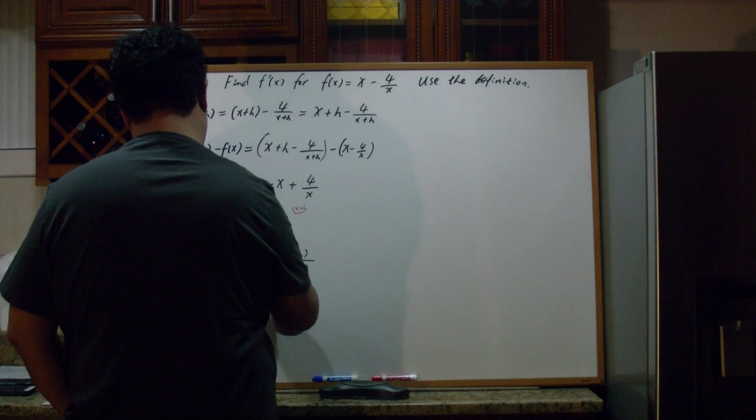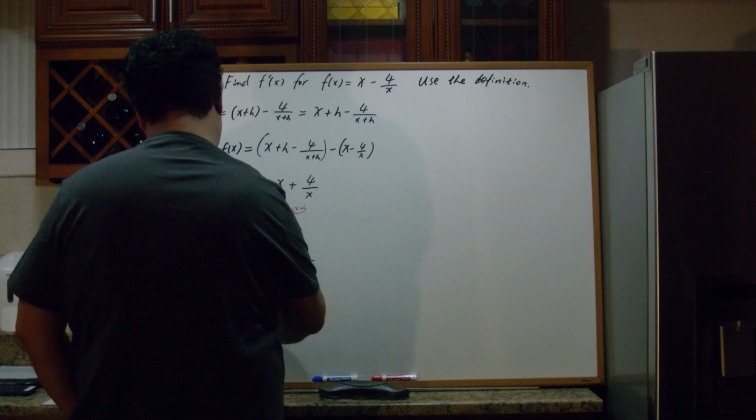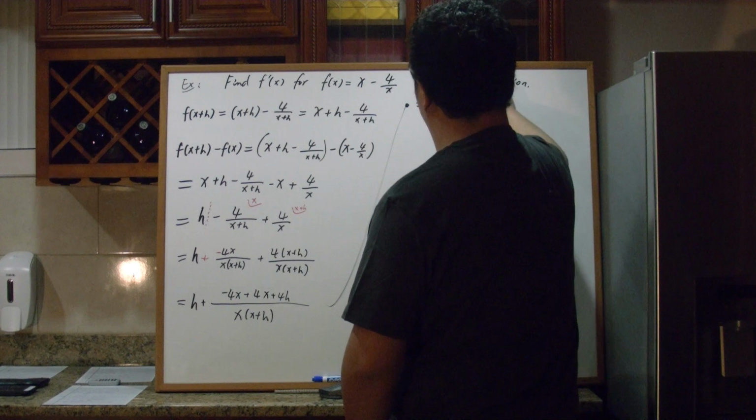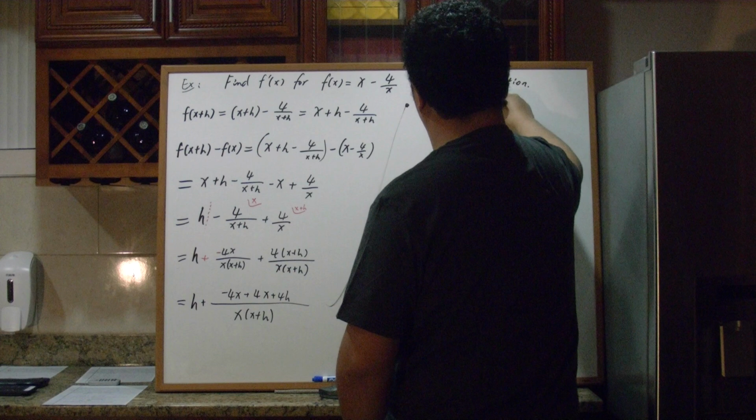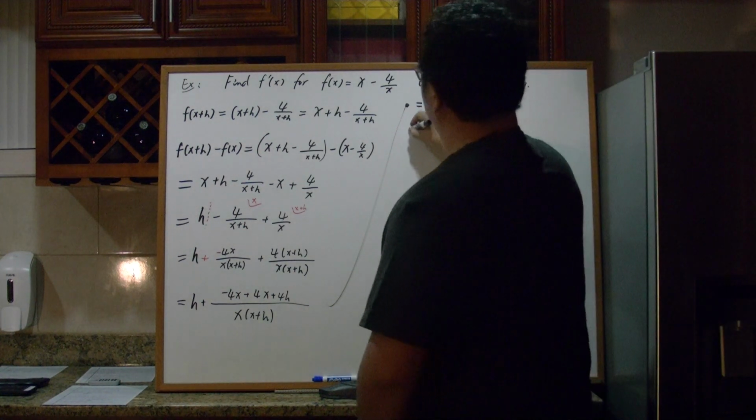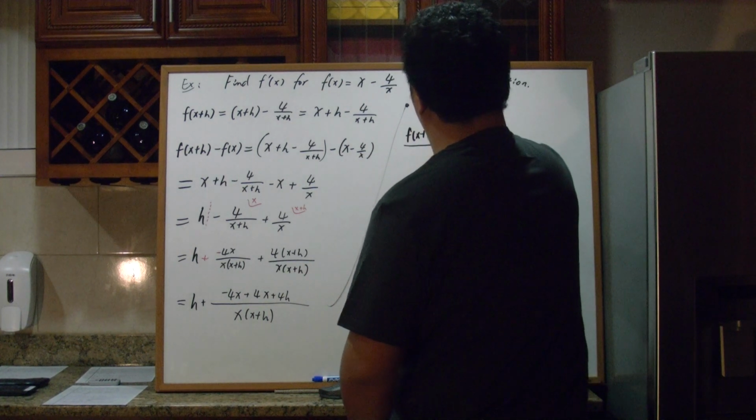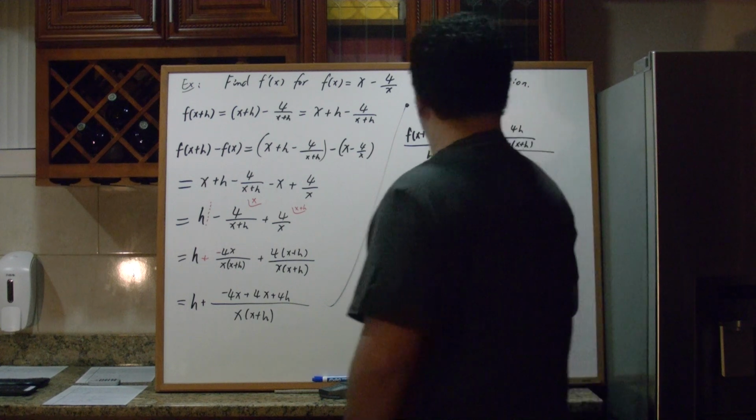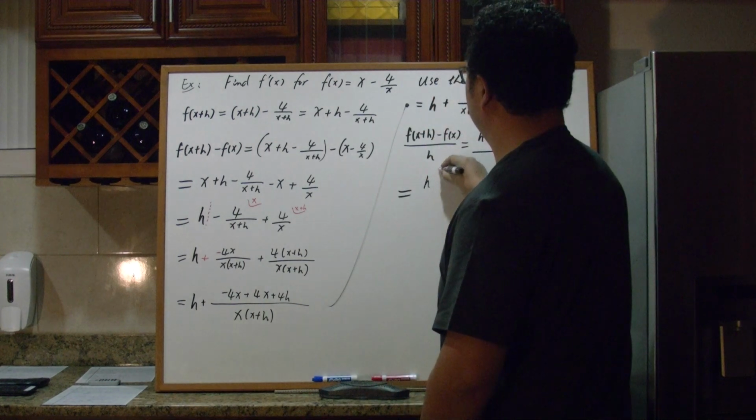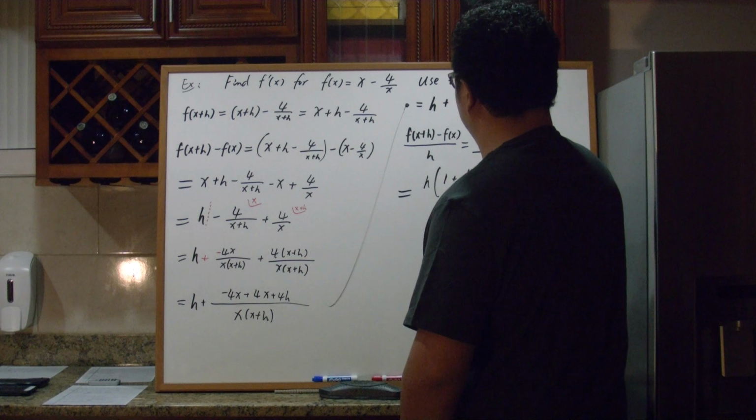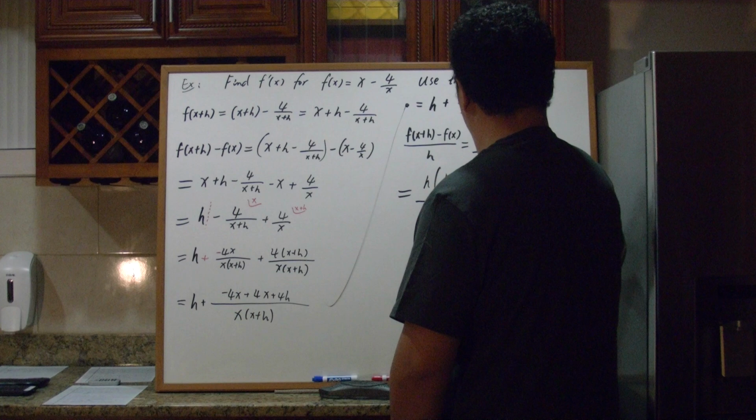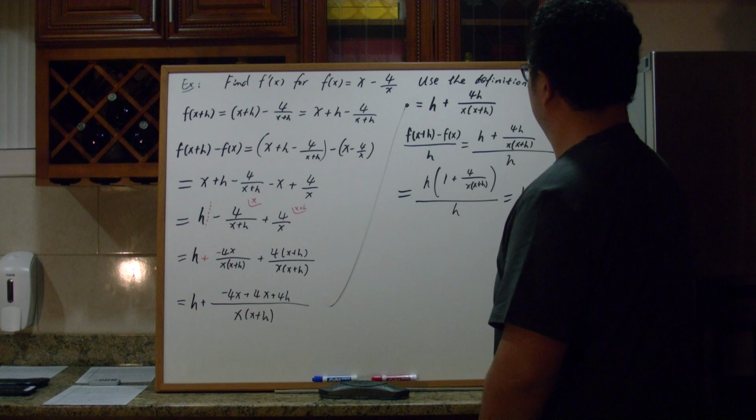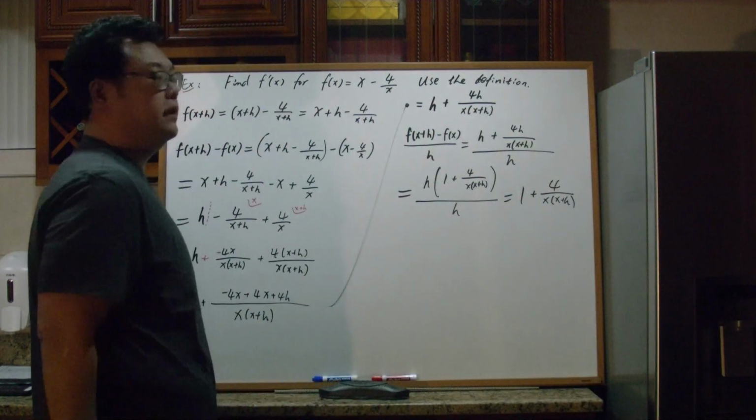Negative 4x plus 4x plus 4h. And that is, we have h plus 4h over x times x plus h. That's the difference. And then the quotient, f of x plus h minus f of x over h, that's h plus 4h over x times x plus h, all over h. What you can also do is factor the h out on the numerator. That's h times 1 plus 4 over x times x plus h. In that case, you could divide out the h. And that's the difference quotient.